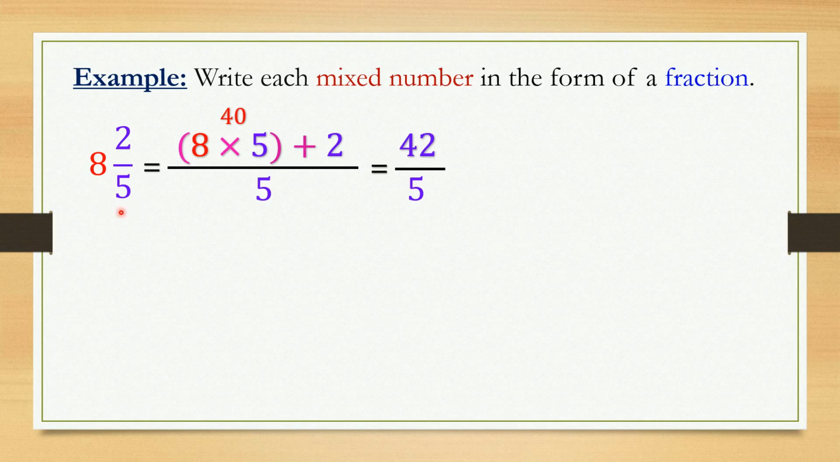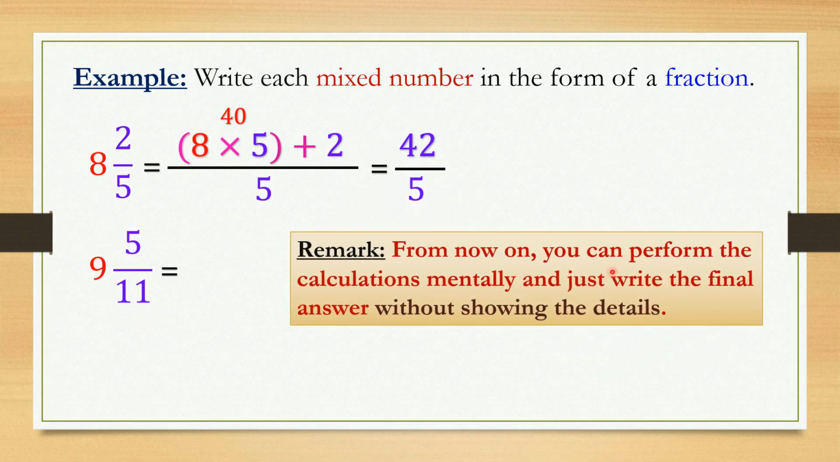And of course, this mixed number is greater than 8, but less than 9. It's between 8 and 9. Now, 9, 5 over 11. Remark, from now on, you can perform the calculations mentally and just write the final answer without showing the details. From now on, these details, you can skip them. You can do them mentally. It's easy to do them mentally. Doing 8 times 5 plus 2, it's easy. You don't have to show all the details. You just write the final answer.